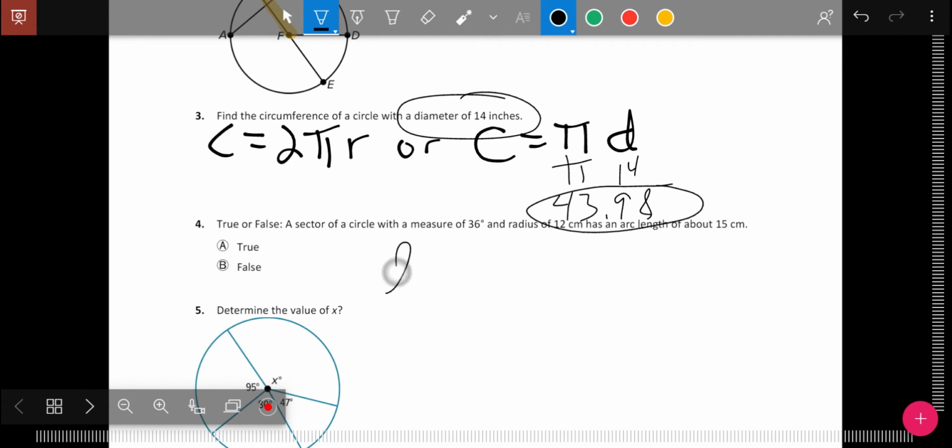The formula you need for number 4, and so for this one I would plug 36 in for M, 12 in for R. If I did that on my calculator, I would get about 7.5, which is not 15. So really it's asking, is your answer 15 or 15-ish? And in this case it is not, and so this would be false.